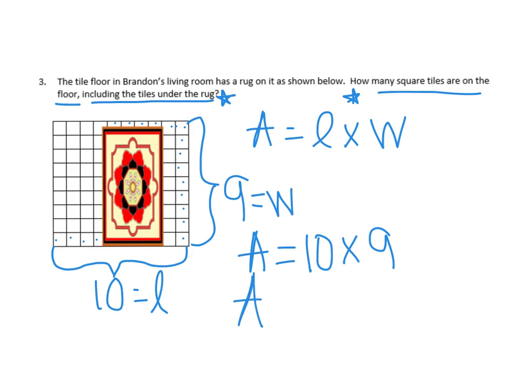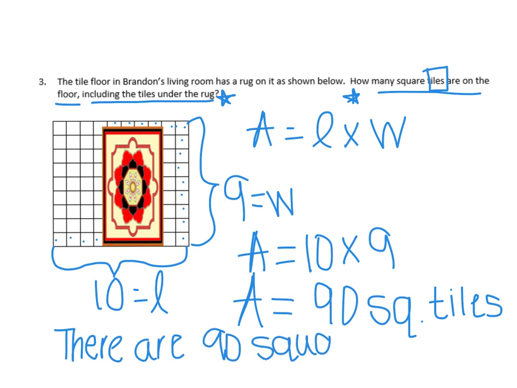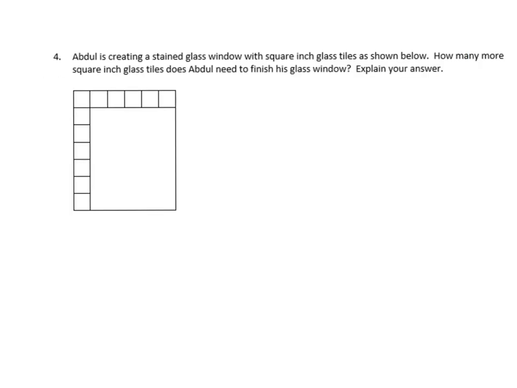So area is equal to 10 times 9, which is 90 square. And if I look back, it says that they're using square tiles. So I'm going to write square tiles. So I'm going to write this as a sentence. There are 90 square tiles in all.